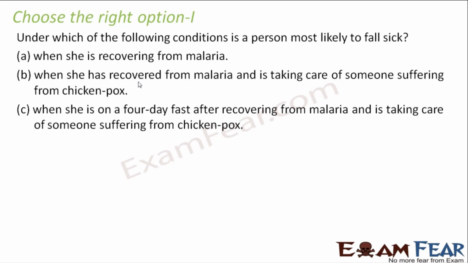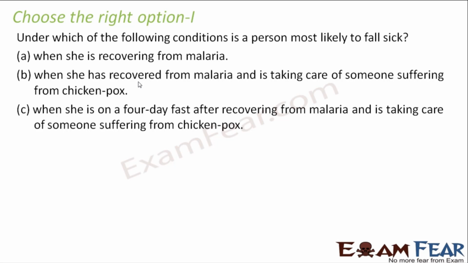Okay, if you look at the first option, when she is recovering from malaria, that means she has already suffered a lot from malaria. Now she is in the recovering stage. That means she is getting better day by day, right? So I don't think this is the correct option because she is getting better here. But the question is asking where she will fall even more sick.